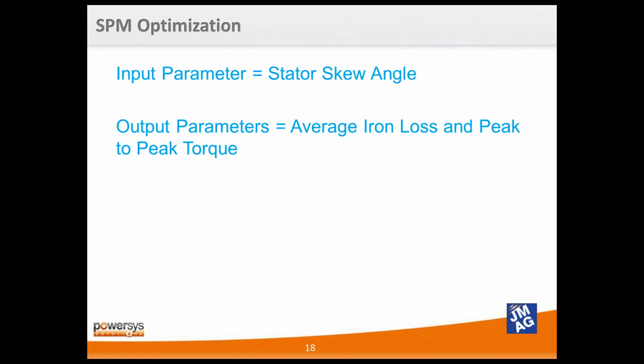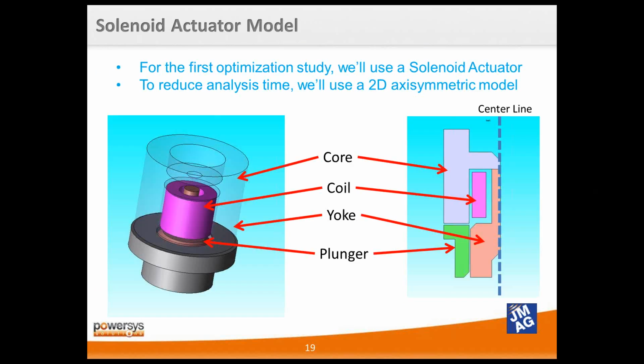In the second example I want to talk about today, I wanted to go a little bit beyond the rotating electric machines for people that aren't just working with machines, and talk a little bit about a different type of electromagnetic model, this being a solenoid actuator. So again, for this optimization study, we're going to try to reduce the analysis time. So instead of using our 3D solenoid, we're going to use a 2D axisymmetric model of the solenoid. You can see the solenoid, we have our core, our coil, our yoke, and our moving plunger. And in the 2D model, we're going to rotate this axisymmetrically about a center line.